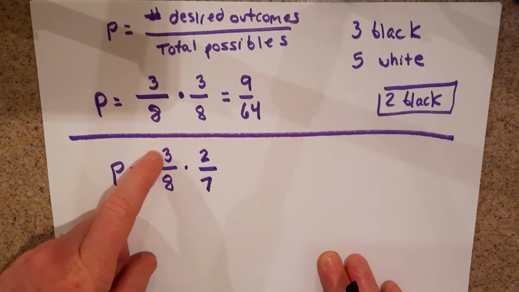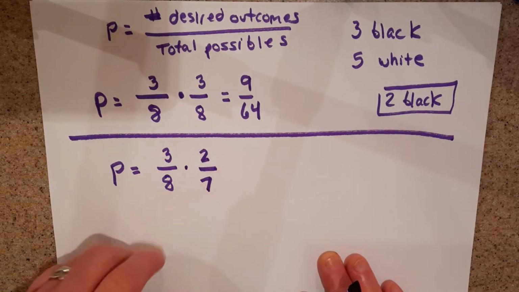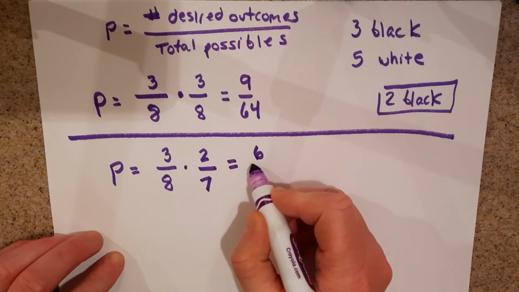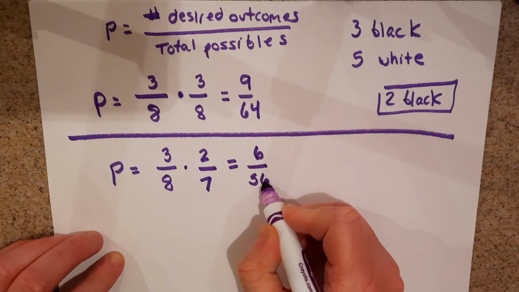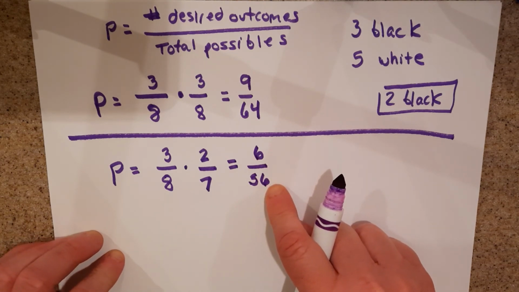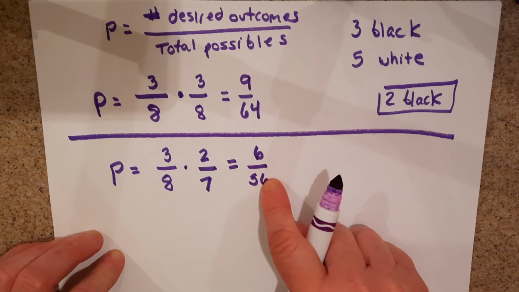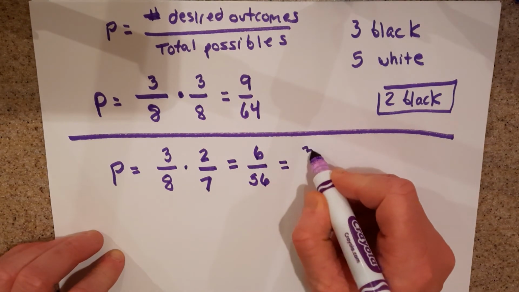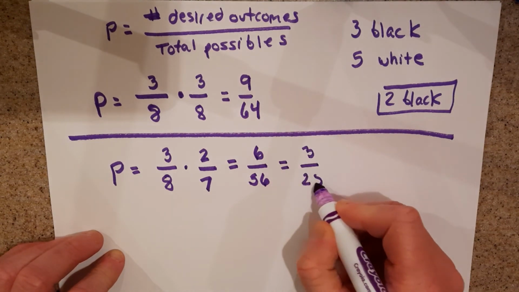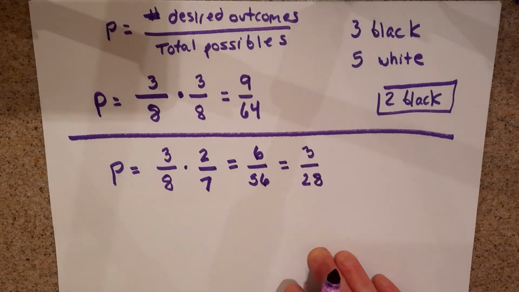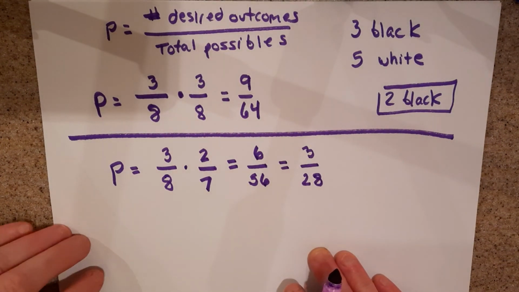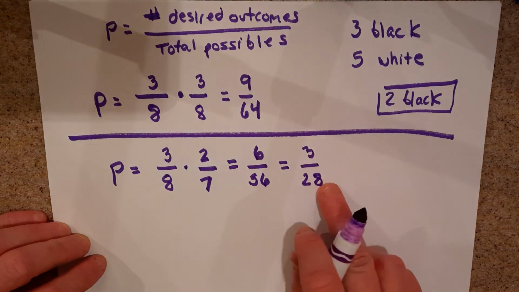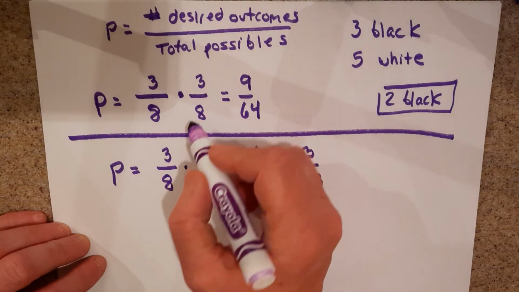So the first time would be 3 out of 8. Second time would be 2 out of 7. And so that leaves us the probability of 6/56. But remember, we cannot leave this fraction unsimplified. We must simplify that. So both the numerator and the denominator can be divided by 2. So then that becomes 3/28. So the probability of pulling out 2 black marbles if we do not replace the first one is 3 out of 28.